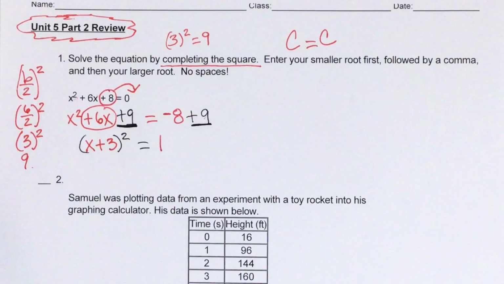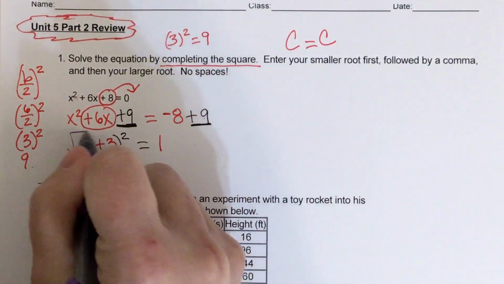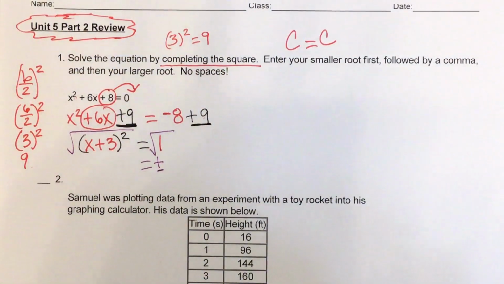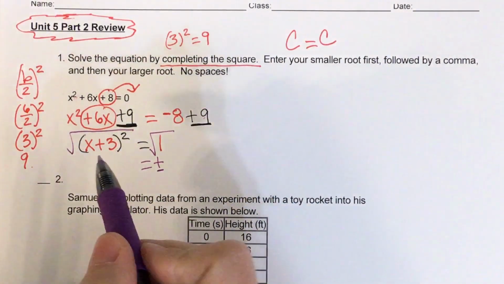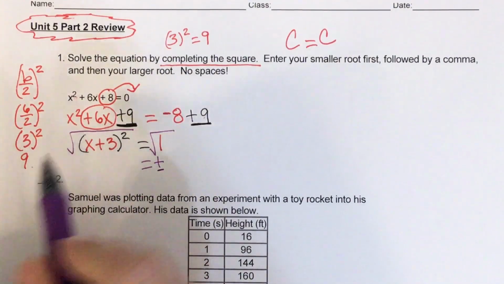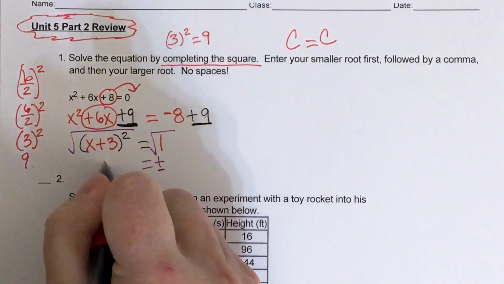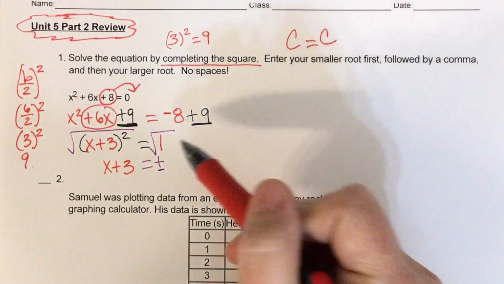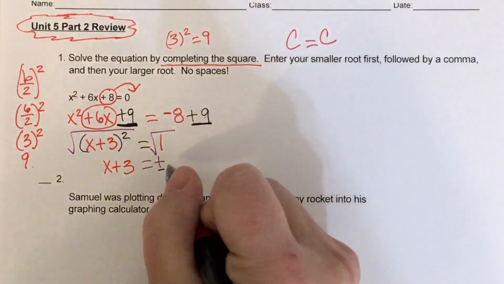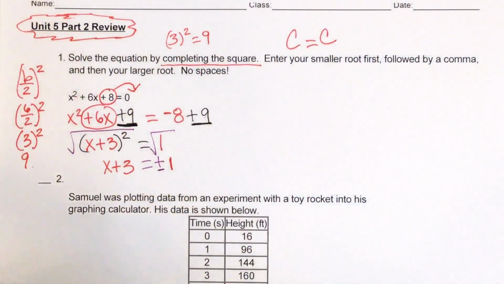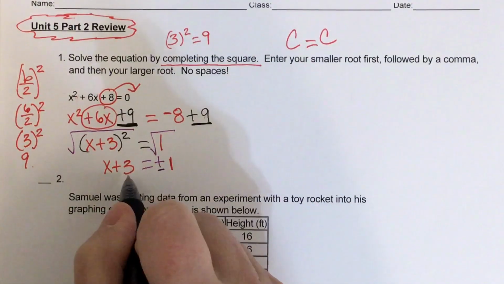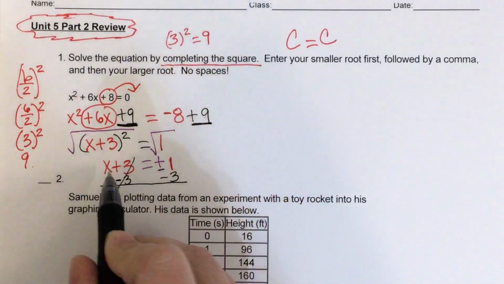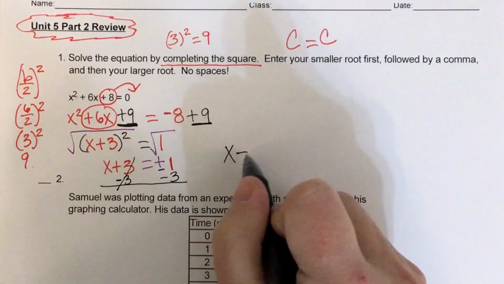So to get rid of a squared, I square root. The minute I square root, I slap down a plus minus. On the left-hand side, the squared and square root cancel, so all you are left with is x plus 3. And on the right side, I'm going to take the square root of 1, and the square root of 1 is 1. So to get x by itself, I get rid of addition of 3 by subtracting 3. The x drops, the equals drops.